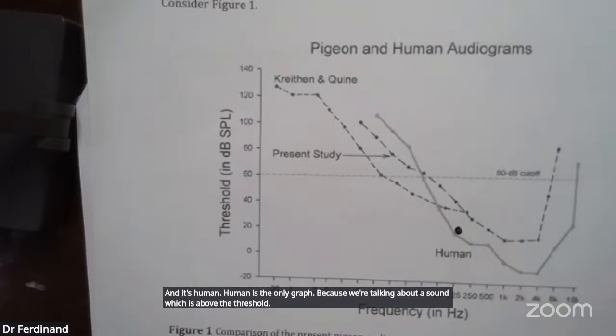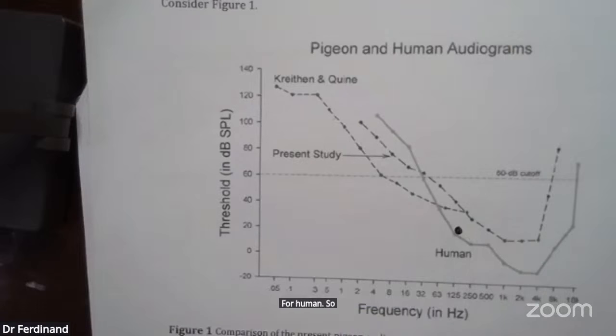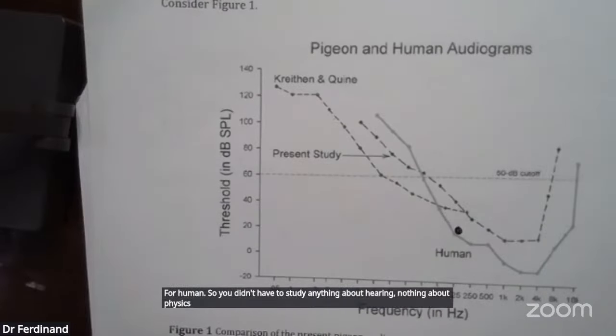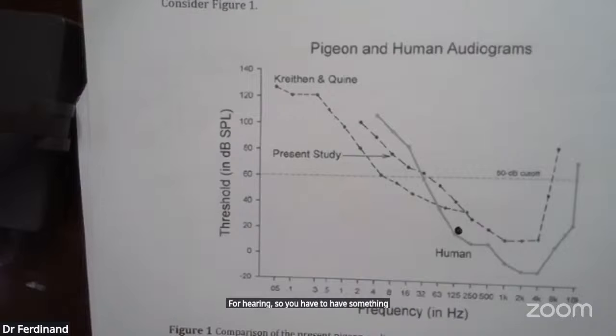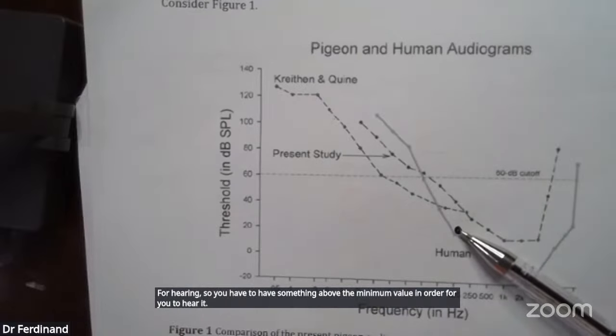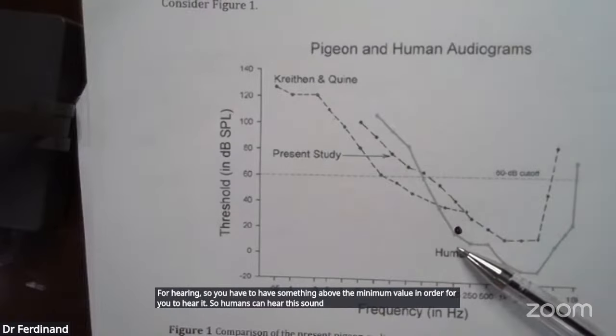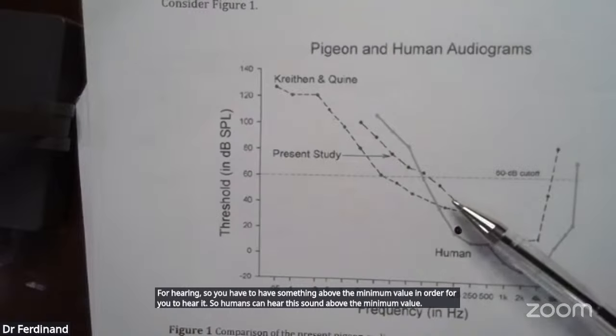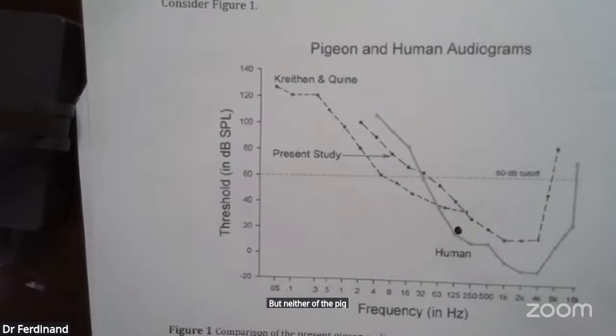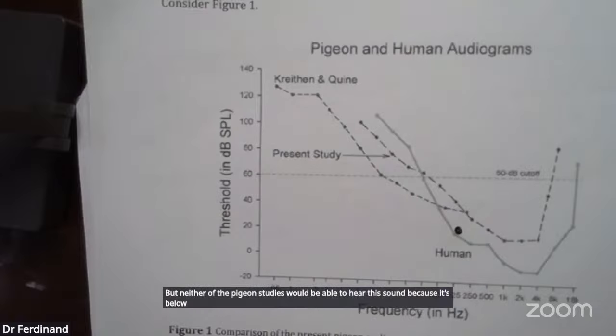for human. So you didn't have to study anything about hearing, nothing about physics, to get these three questions correct. You hear that there's a threshold. That means it's a minimum value for hearing. So you have to have something above the minimum value in order for you to hear it. So humans can hear this sound above the minimum value, but neither of the pigeon studies would be able to hear this sound because it's below the threshold for them to hear.